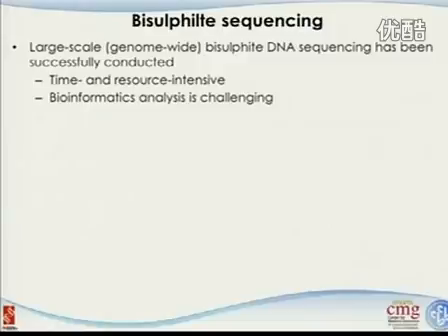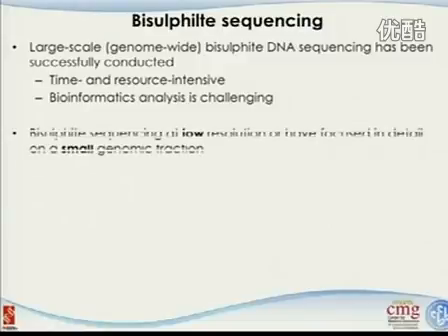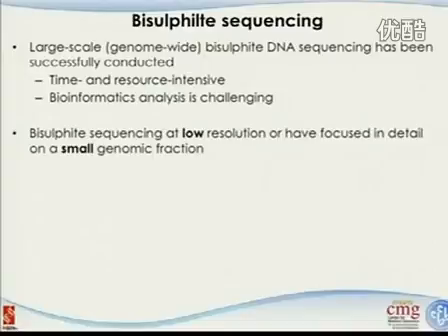Probably the first reason, because you have to sequence both genomes, that is more difficult, and because people are really concerned about the money. And the bisulfite sequencing at low resolution, or having a focus in detail on a small genomic fraction, we'll talk about this in a moment.